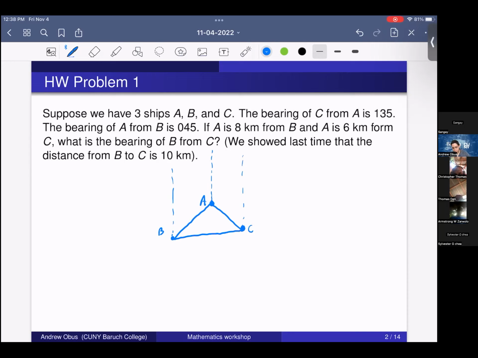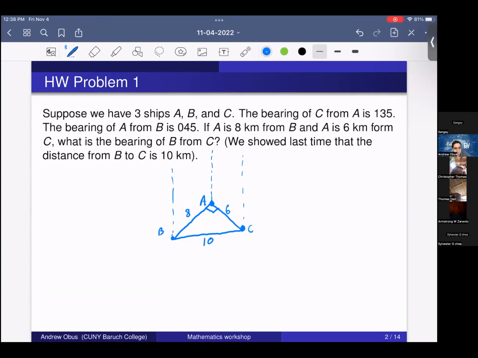If you remember what we did last time, we showed that the angle at A in the triangle was a right angle, and we could label all the sides of the triangle. This had a distance of 8, and this was a distance of 6. Because it was a right angle, we used the Pythagorean theorem to show that the distance from B to C was 10. So this is all stuff that we did last time.